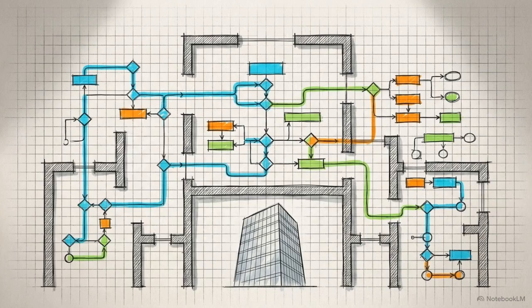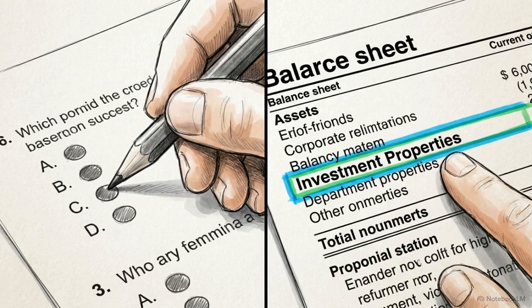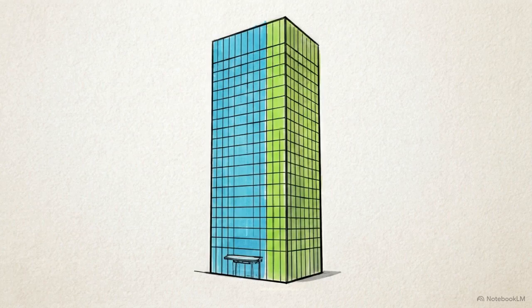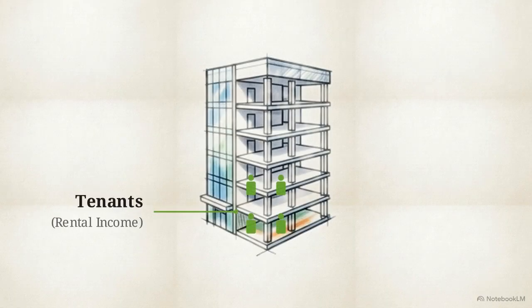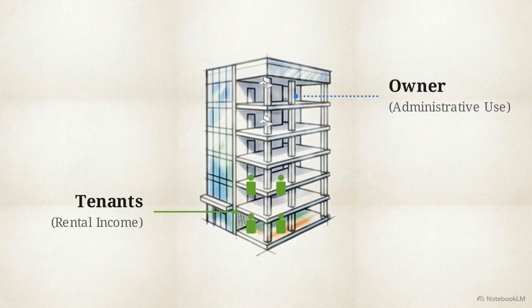This logic tree provides the structure needed to navigate these classifications, offering a consistent approach to the asset scenarios found in professional exams and corporate balance sheets. A common complication arises with dual-purpose buildings, properties where one portion is rented to tenants while the owner retains another portion for their own administrative staff.